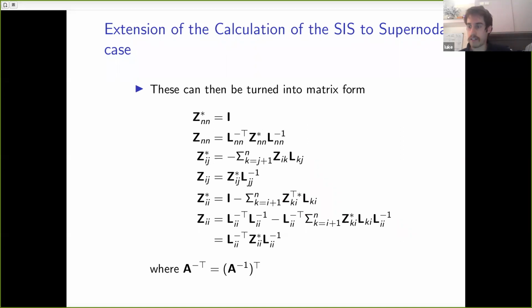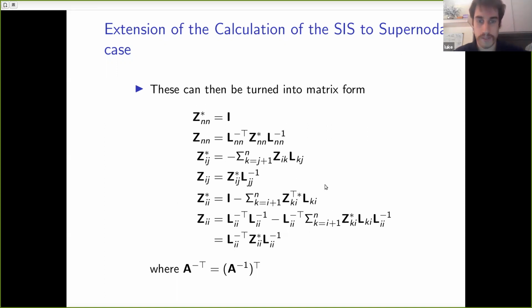The SIS can be extended via supernodal methods as well. And that's why we expanded the equations originally. So essentially, it's very much the same as it was, except that these divisions now become multiplication by matrix inverses, and the multiplications become matrix multiplications.